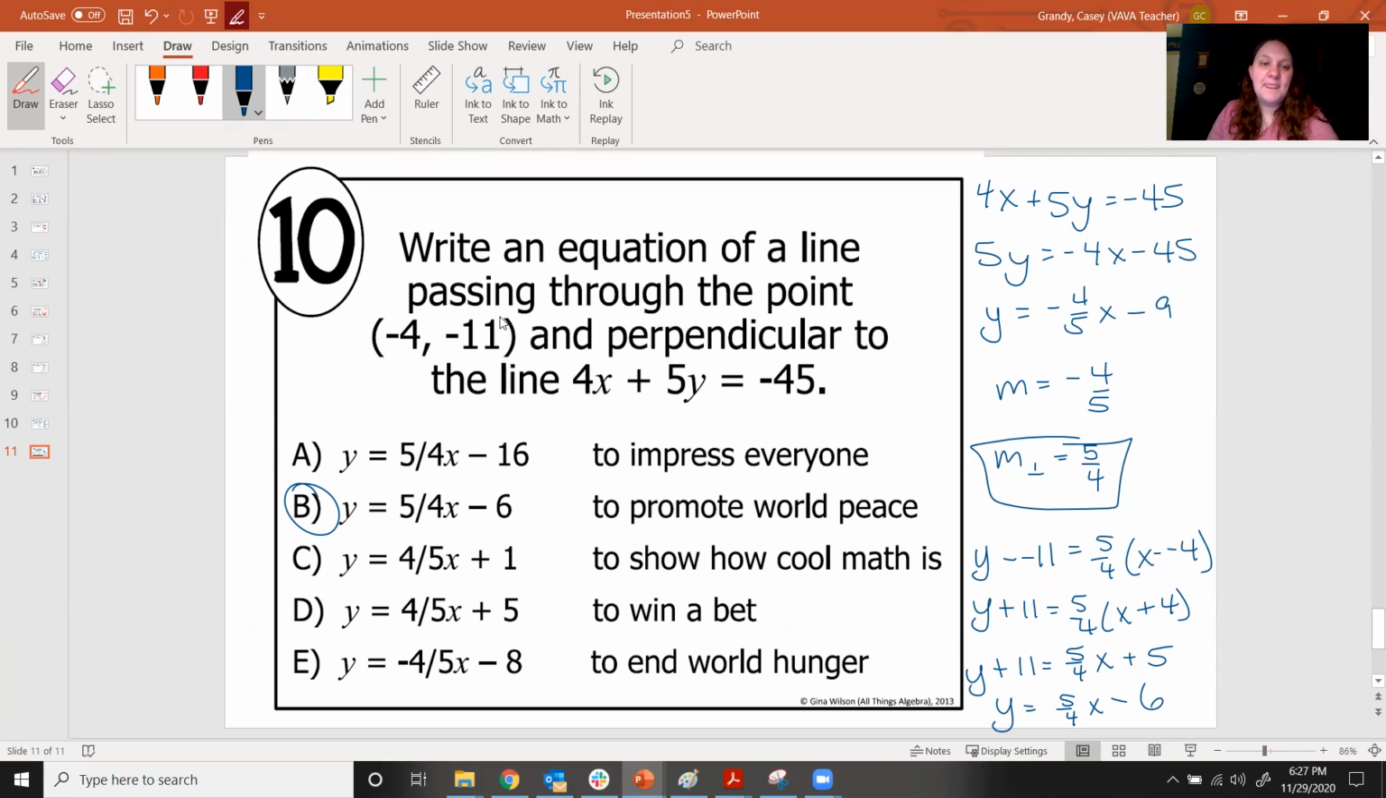Now I have a slope, and they gave me a point. So I will take that slope and that point and use point-slope form: y minus the y value equals the slope times x minus the x value. I turned my minus and negatives into pluses. Distribute the 5/4, subtract 11, and you get y equals 5/4 x minus 6. As soon as I knew that slope was 5/4, I actually knew right away that C, D, and E could not possibly be my answer because they do not have a slope of 5/4. But I still had to use the point-slope method to figure out whether it was A or B.